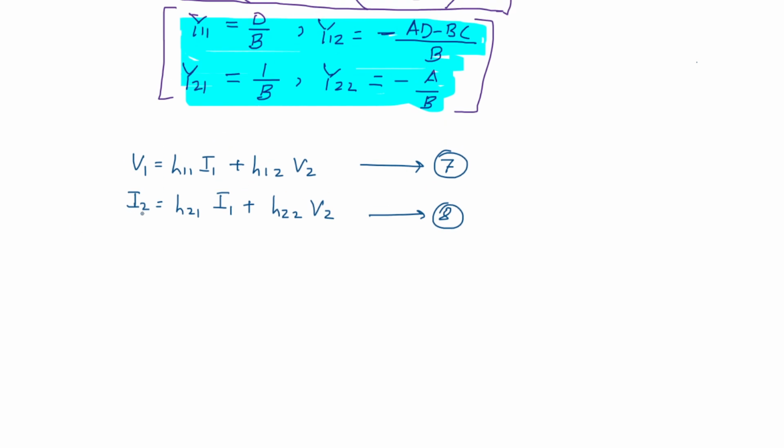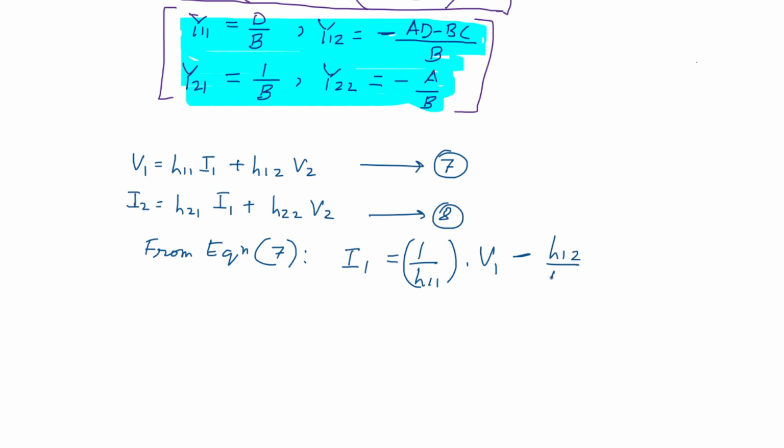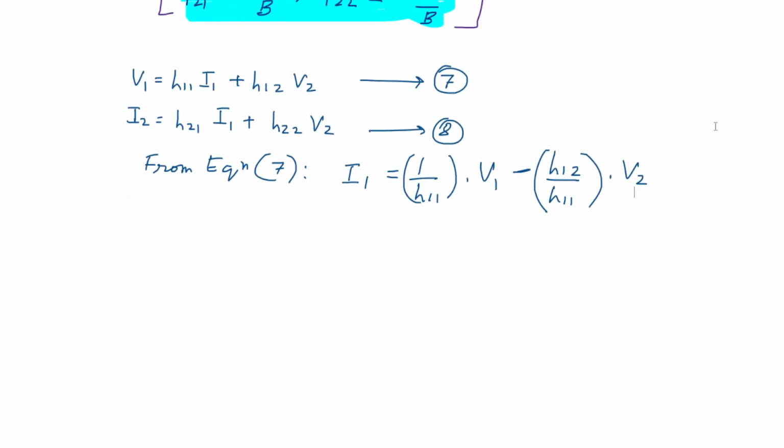From equation 7, if we arrange it this way, I1 should be 1 by H11 into V1 minus H12 by H11 into V2. So this is the first equation for you to understand the relationship between Y parameter and hybrid parameter.